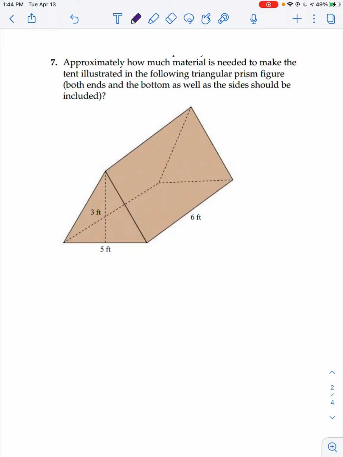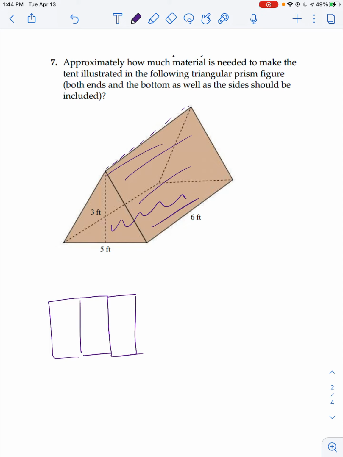So I know that if I would kind of cut this tent open right here, it would unfold into a long rectangle. That's this part right here, with two other long rectangles on either side. That's this side and then this back side. But then there'd be two triangles coming off for the front and the back part of this prism.